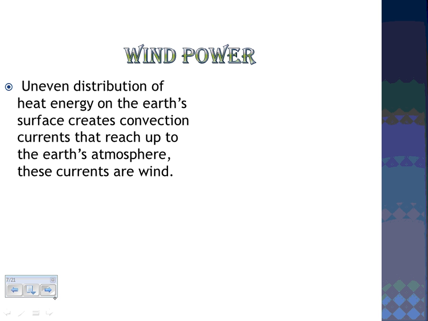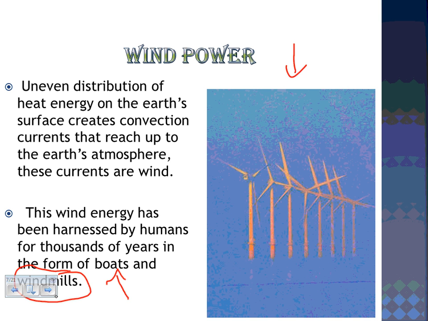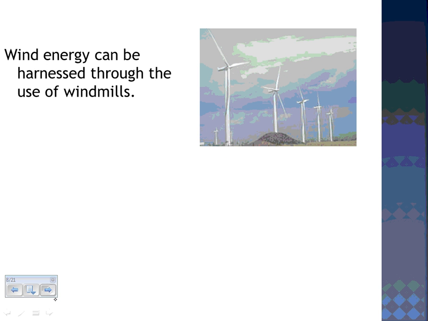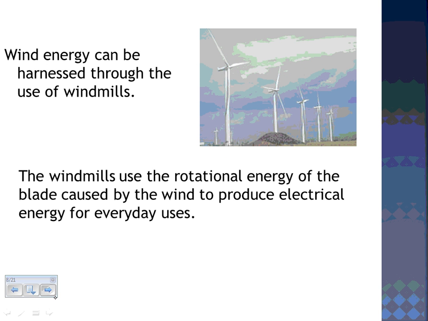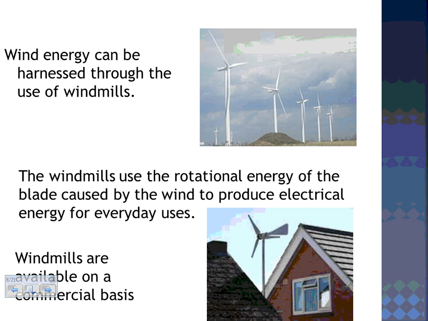Next is wind power. Wind is created through uneven distribution of heat energy between the Earth's surface and atmosphere. Wind energy has been harnessed by humans for thousands of years in the form of sailboats and windmills, as shown on the right. The way that a windmill works is the wind turns the blade, which turns the turbine, powering a generator, producing electrical energy. Windmills are available on a commercial basis these days.